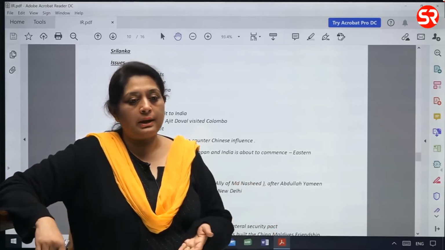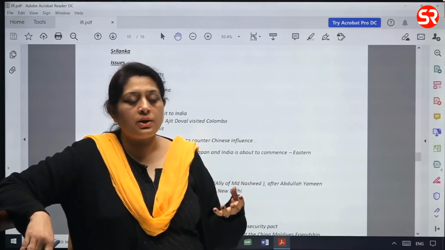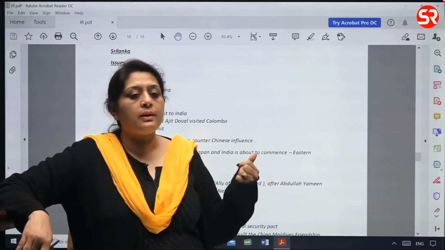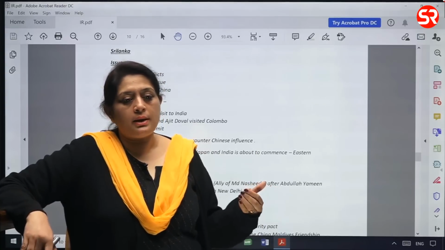Recently, Ajit Doval has visited for the revival of the India, Sri Lanka, Maldives trilateral security dialogue.